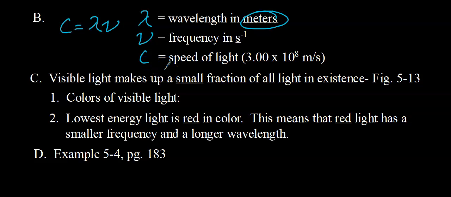And then c is a constant, the speed of light. The speed of light in a vacuum is 300 million meters per second. We'll go 3 sig figs, 3.00 times 10 to the 8th meters per second.